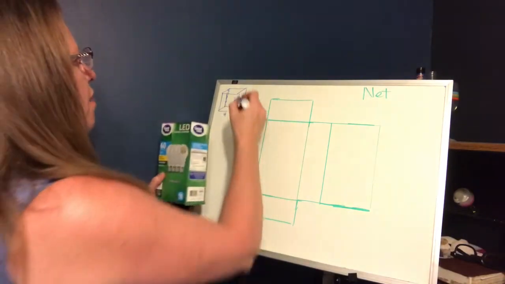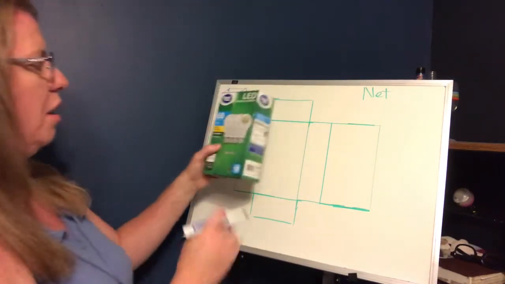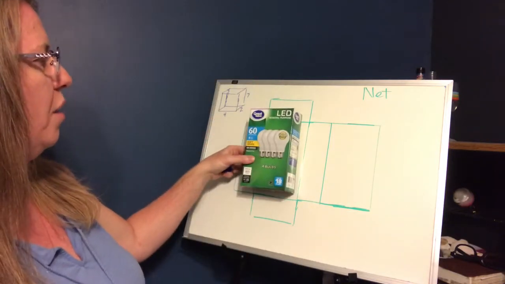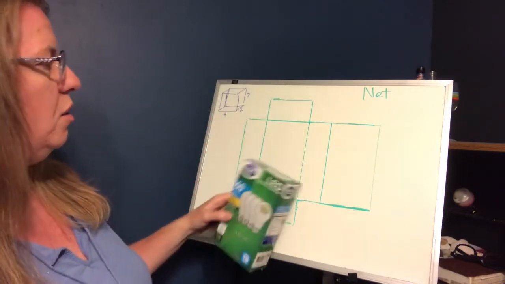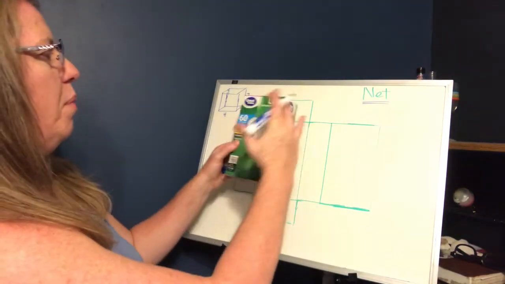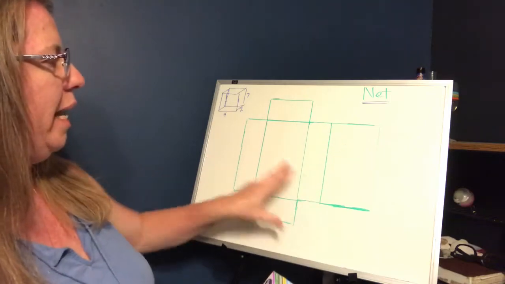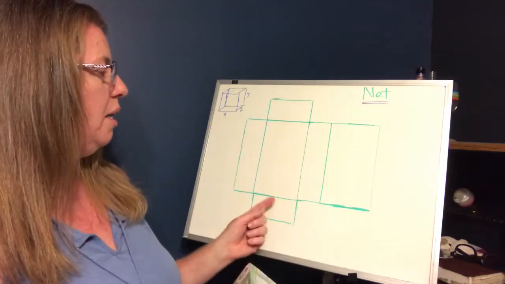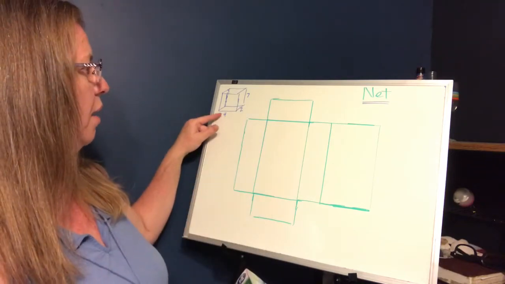So you can kind of see it on the picture there. I wanted you to see the dimensions on the actual box. So now we want to transfer that to our net. A net is what we call when we open up our three-dimensional figure and lay out all the pieces, the different sides, so we can find their surface area. Okay, so here we go.